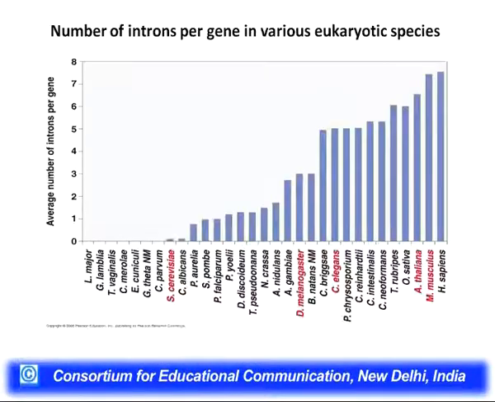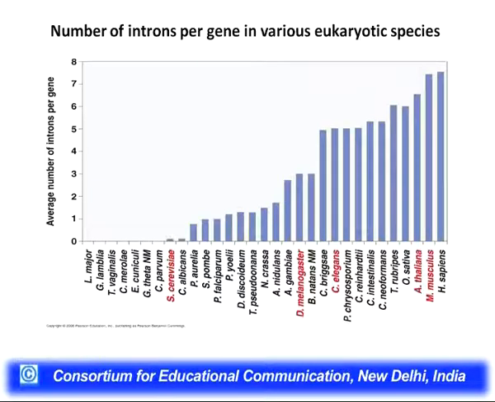Now, introns are characteristic of eukaryotes, and as we know, prokaryotes do not have introns, but the number of introns in genes of different organisms also varies from the lower eukaryotes to higher eukaryotes. This particular figure represents the variation in the number of introns per gene in various eukaryotic species. On the left side are seen the lower eukaryotic species, and the rightmost side is represented by Homo sapiens, that is human. As can be clearly seen, the number of introns per gene is very small in lower eukaryotes as compared to higher eukaryotes.